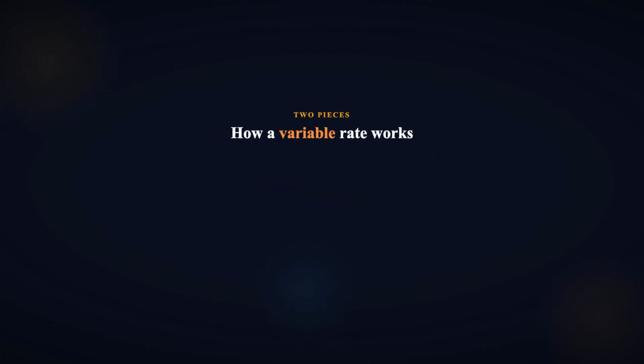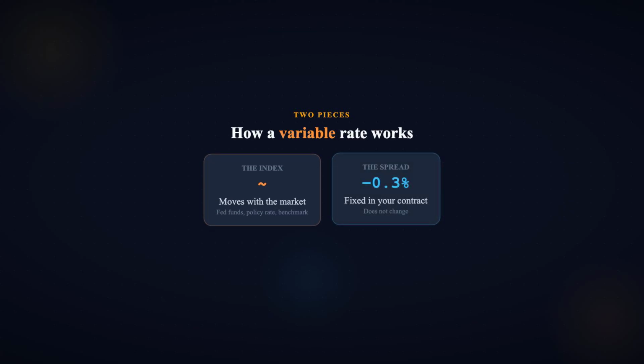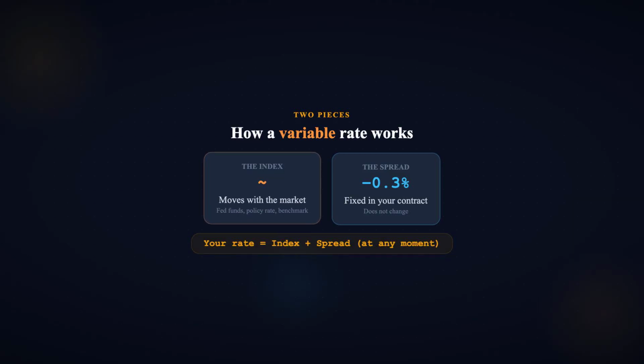So what does variable actually mean? It means the interest rate on your product is not locked for the full term. It can move up, it can move down. The rate is usually built from two pieces. First, the index. This is the moving part. It tracks something outside the bank's control. The federal funds rate, a market benchmark, a published policy rate. When the central bank raises rates, the index rises. When they cut, it falls.